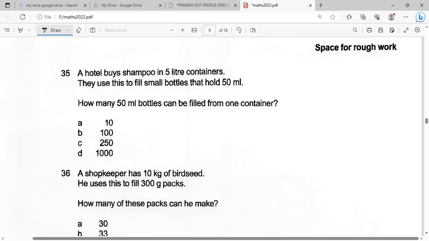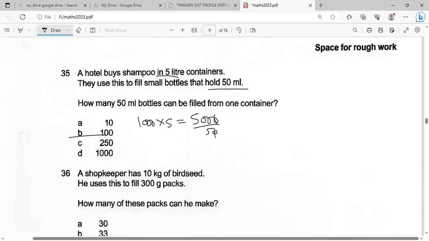35. A hotel buys shampoo in a 5-liter container. They use it to fill bottles of 50 milliliters, right? So it's 2 different units. So we know that 1,000 milliliters makes 1 liter. So we have to times it by 5 to make 5 liters. And then we divide by 50. So 5 into this goes 100 times.